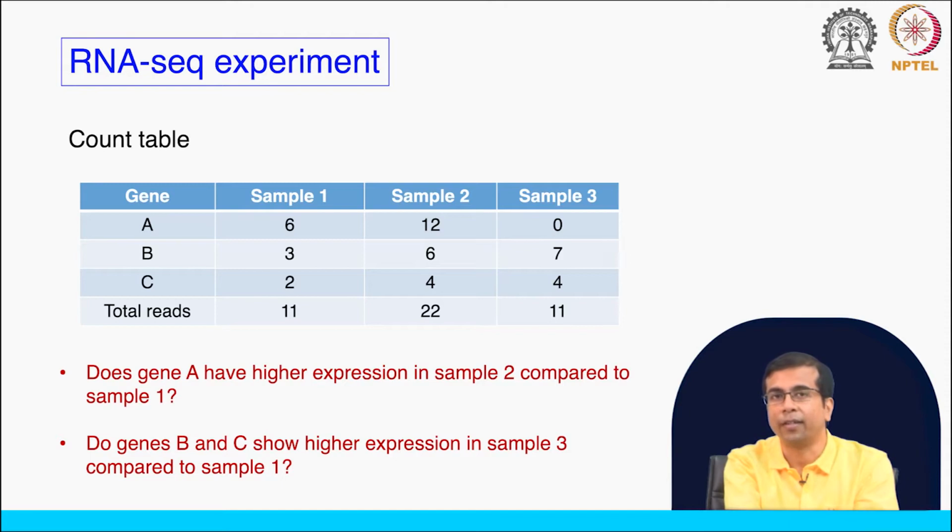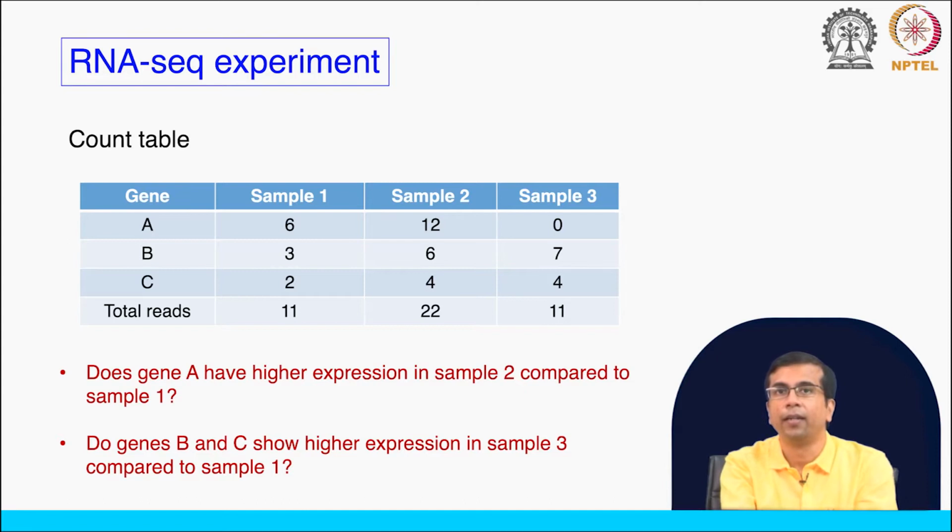This is a question again we need to answer, because we do a lot of this kind of analysis, where we compare the expression of the same gene across different samples, different conditions, maybe different treatments. The second question is, if you look at this data again, for genes B and C, does this mean sample 3 has higher expression of genes B and C compared to sample 1?